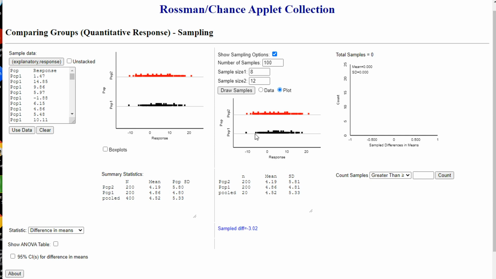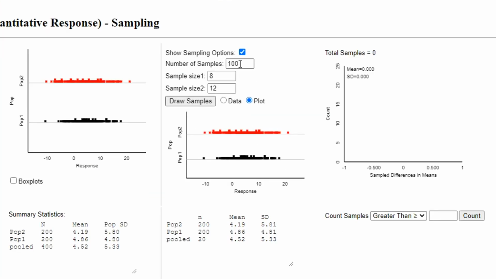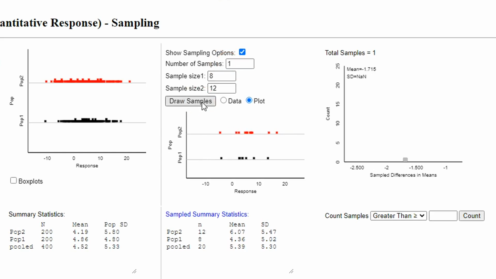So we could draw a sample here, and you can see that I get the mean and standard deviation from that one sample of 12 and another mean and standard deviation from that other sample of 8. And what I have listed over here is the resulting difference between those particular values. I could do this again. I could do this again. I could do this again.